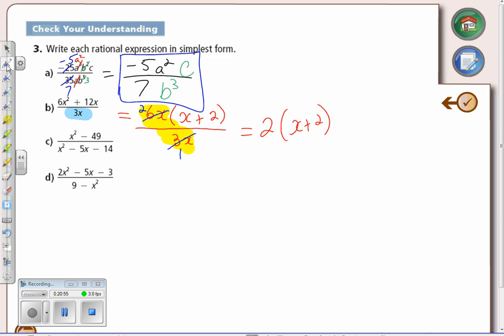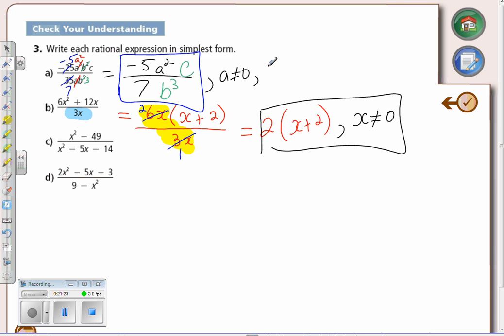So I've got a 3x here. I have to say what is going to make that equal to 0. And in this case, comma, x cannot equal 0. That's my full answer. Same thing with part 1. I've got an a and a b in the denominator. Those can't be 0. So comma, a cannot be 0, and b cannot be 0. Or you can say a comma b cannot equal 0. That's the full answer.